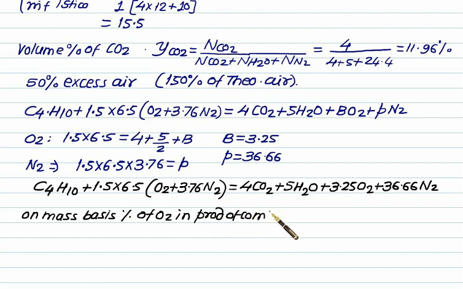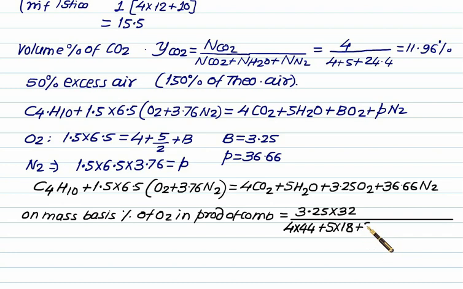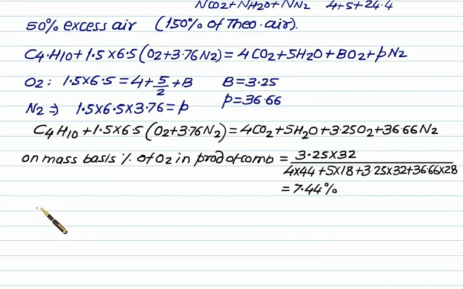Now here we want to calculate, on mass basis, the percentage of oxygen in the products of combustion. Since we are interested in the oxygen, so oxygen is here, we have 3.25 as the number of moles, multiplied by the molecular mass of oxygen, 32, divided by 4 moles of carbon dioxide, which is 32 plus 12 is 44, plus 5 moles of water vapor, which is 18, plus 3.25 moles of oxygen multiplied by the molecular mass of oxygen, 32, plus 36.66 times the molecular mass of nitrogen, 28. On mass basis, oxygen present in the products of combustion is 7.44%.